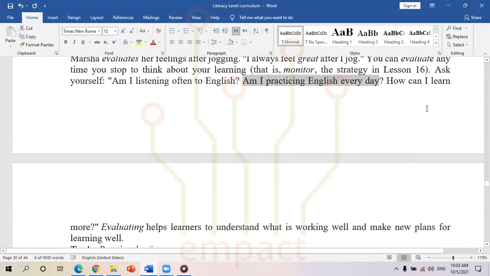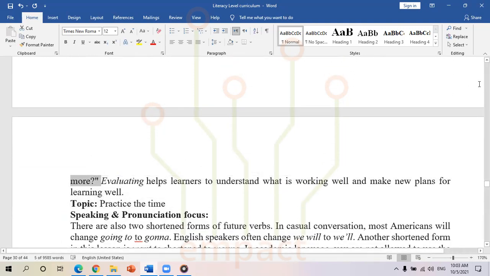How can I learn more? Evaluating helps learning to understand what is working well and make new plans for learning well.